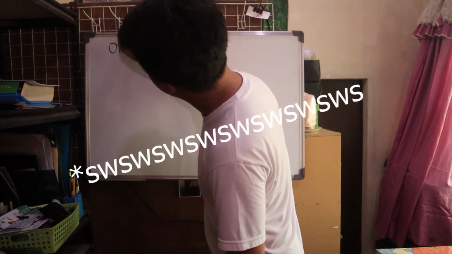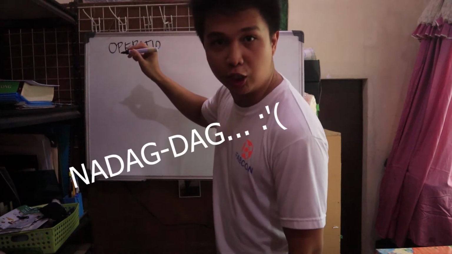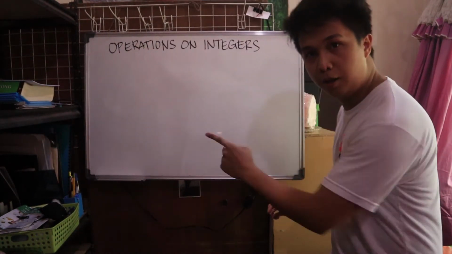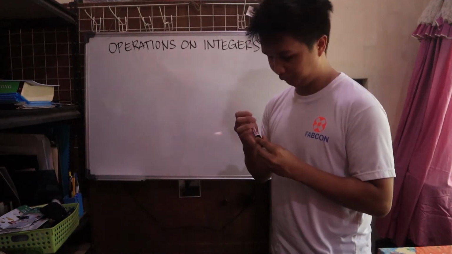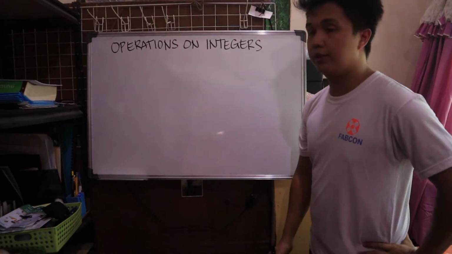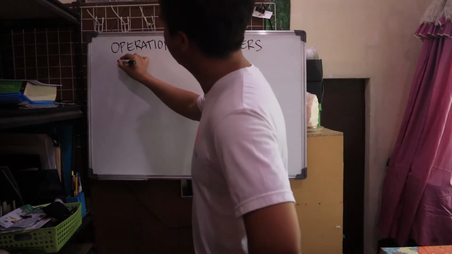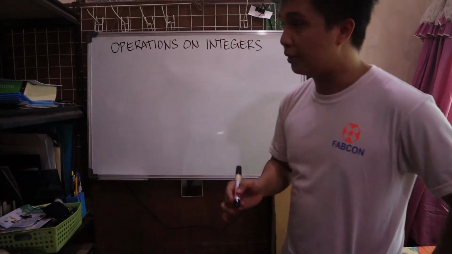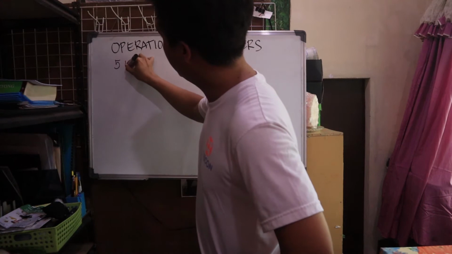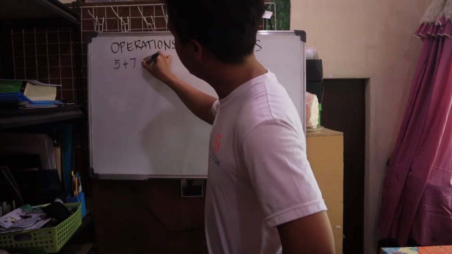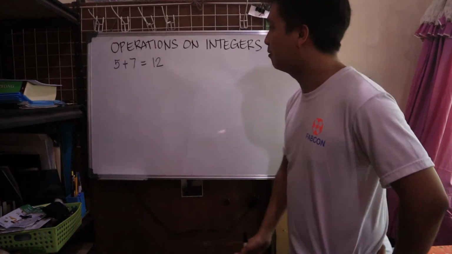Operations on integers. Okay, so the first operation natin is addition. For example, 5 plus 7 equals 12. Diba, madali lang.